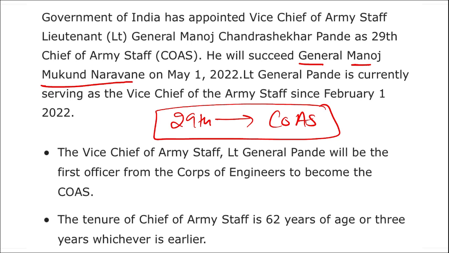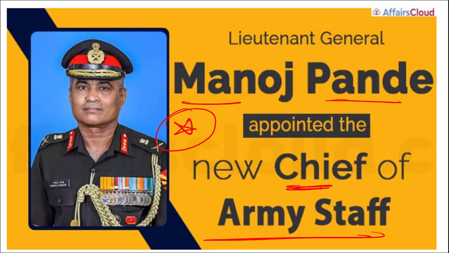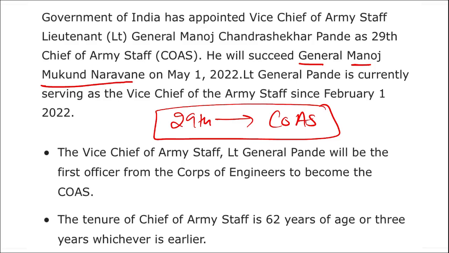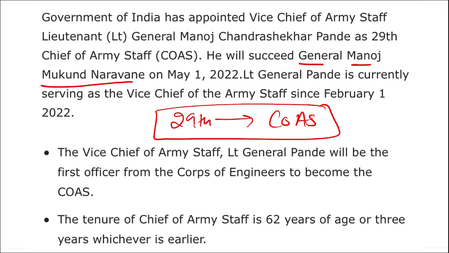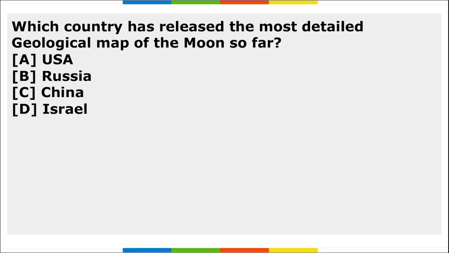Apart from this, the question is simple, that who is the new Chief of Army Staff? Manoj Pandey sir. But the tricky question that can be asked is, what is the number of the Chief of Army Staff that has been appointed recently? That is the 29th, and he is who? Manoj Pandey sir, Lieutenant General Manoj Pandey, and he will be replacing whom? He will be replacing General Manoj Mukund Narwane as the new Chief of Army Staff, that is the 29th Chief of Army Staff.